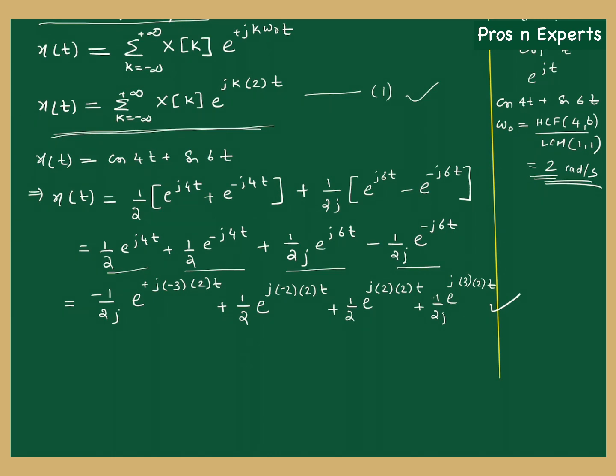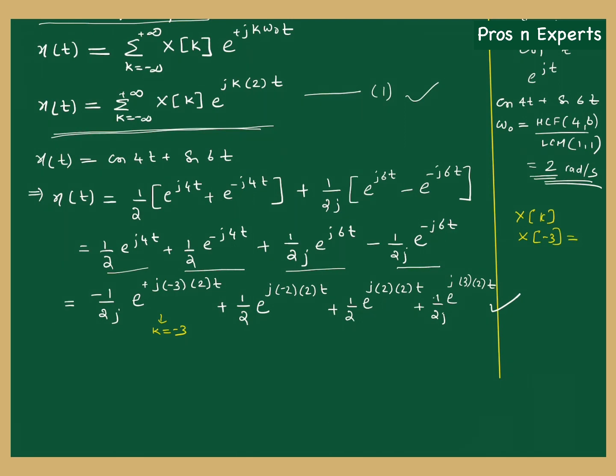How? It is nothing but you have to compare e raised to jk to t with e raised to j into minus 3 into 2 into t. What does that give you? It gives that comparing this term alone and this signal alone will give you k equal to minus 3. Right, e raised to jk to t and e raised to j minus 3 to t will give you k equal to minus 3. So this entire term corresponds to k equal to minus 3. Okay, so what is x of k? Now x of minus 3, right? X of k is now x of minus 3 because k equal to minus 3.